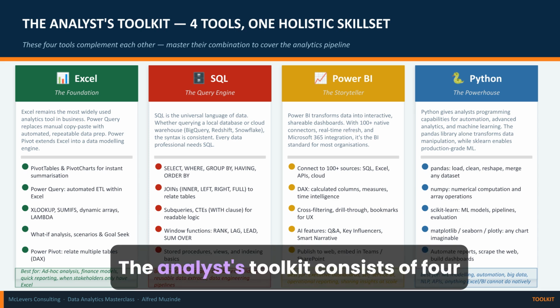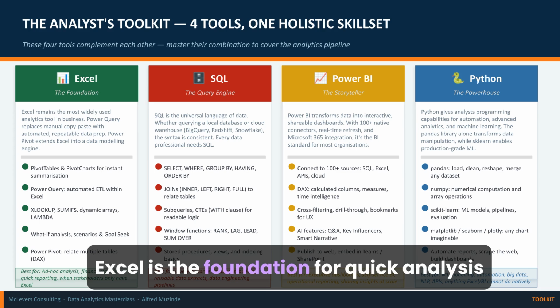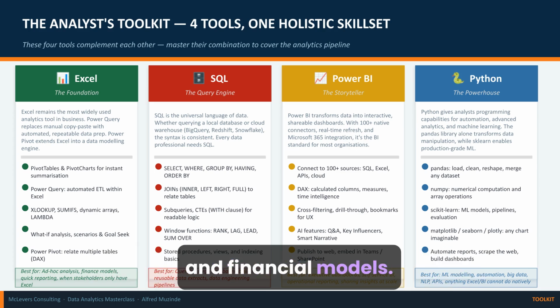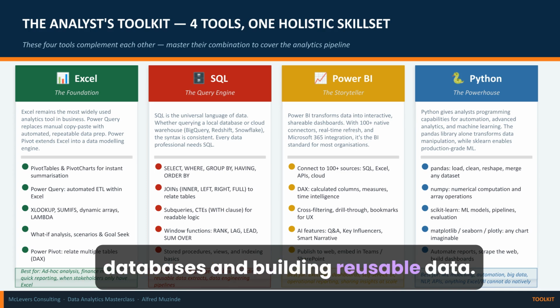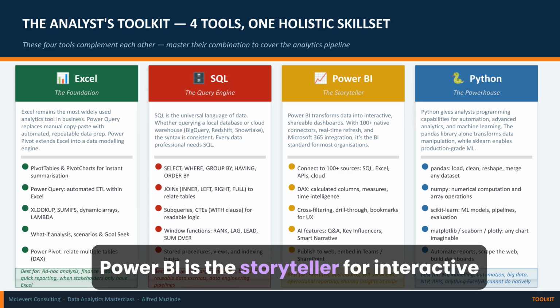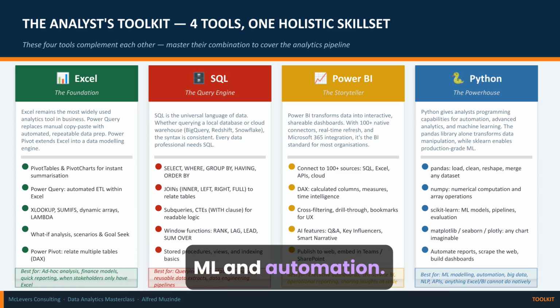The Analyst's Toolkit consists of 4 powerful tools. Excel is the foundation for quick analysis and financial models. SQL is the query engine for querying large databases and building reusable data. Power BI is the storyteller for interactive dashboards. Python is the powerhouse for advanced ML and automation.